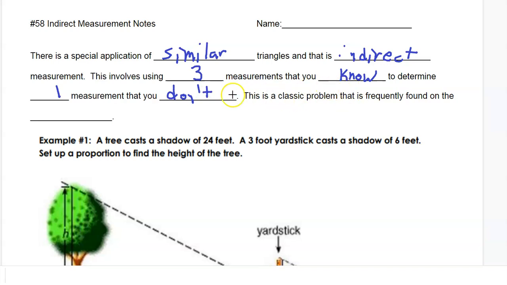This is a classic problem that is frequently found on the SATs. It pops up a lot on those standardized tests. We're going to take a look at a few different examples here as we move along.